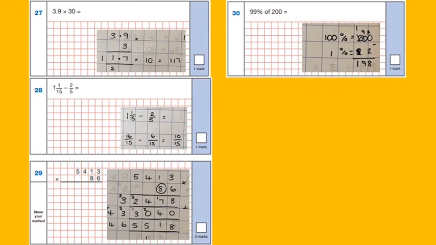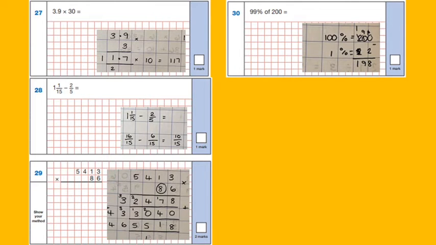Next question then, 3.9 multiplied by 30. So I did this by first multiplying my answer by 3. So 3.9 multiplied by 3, as you can see down below, is 11.7. And then I multiplied my answer by 10 to give me 117.